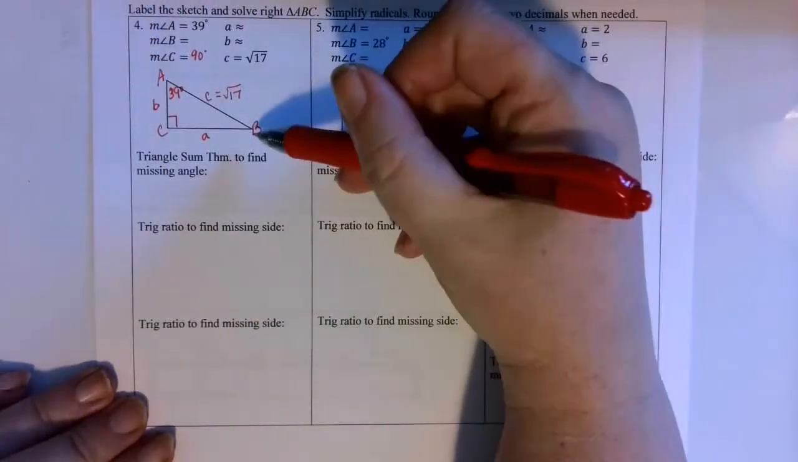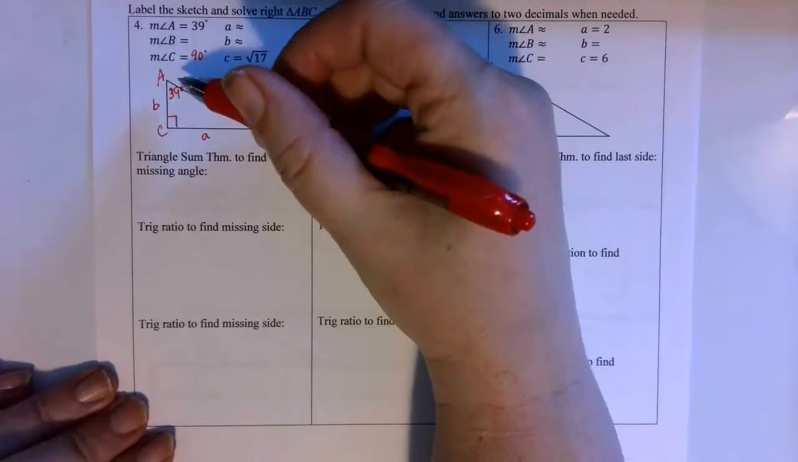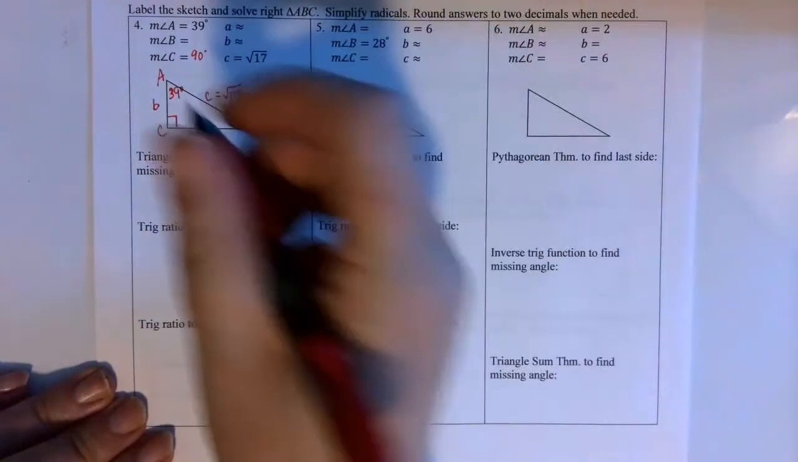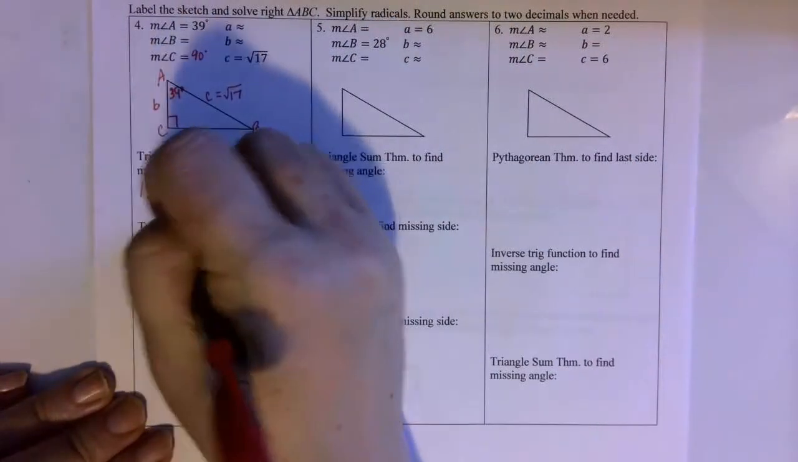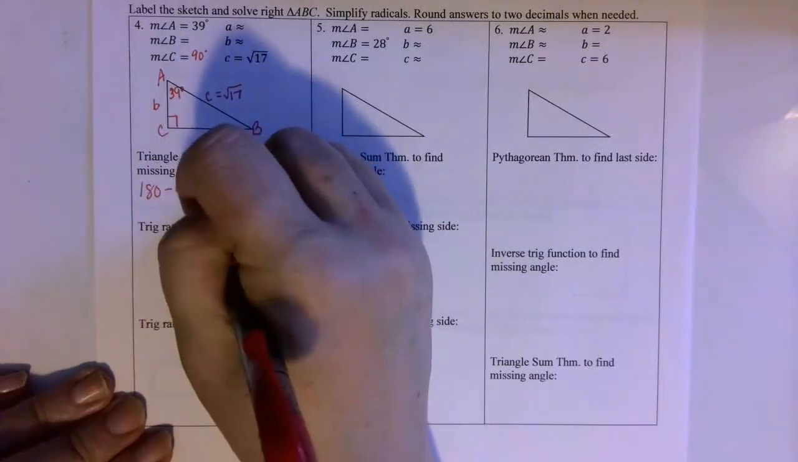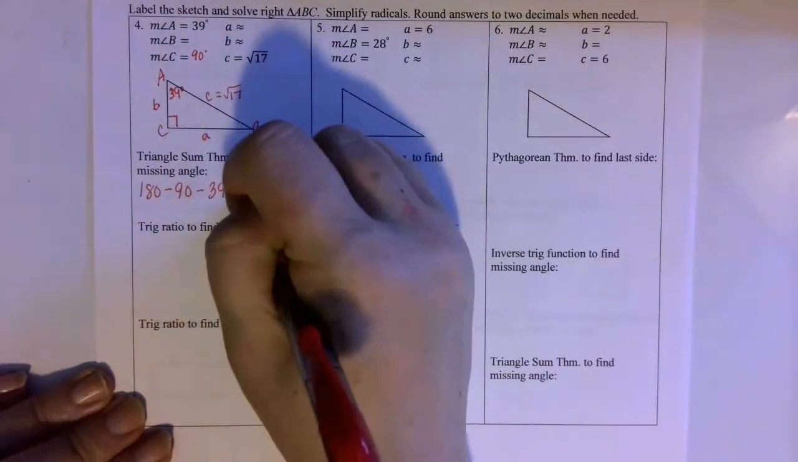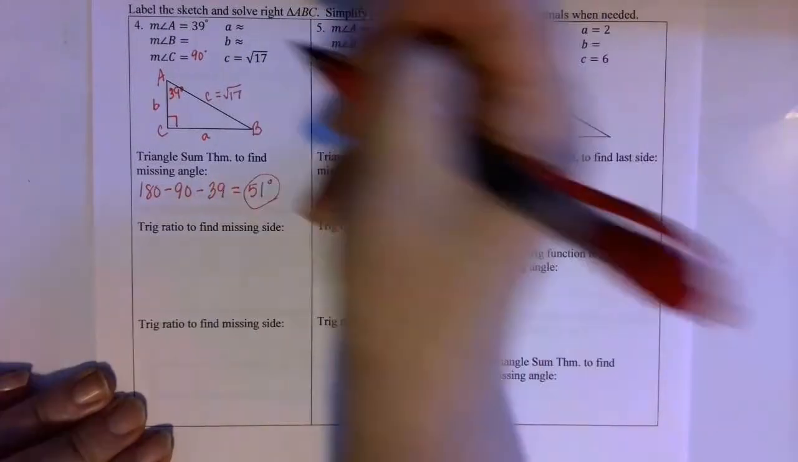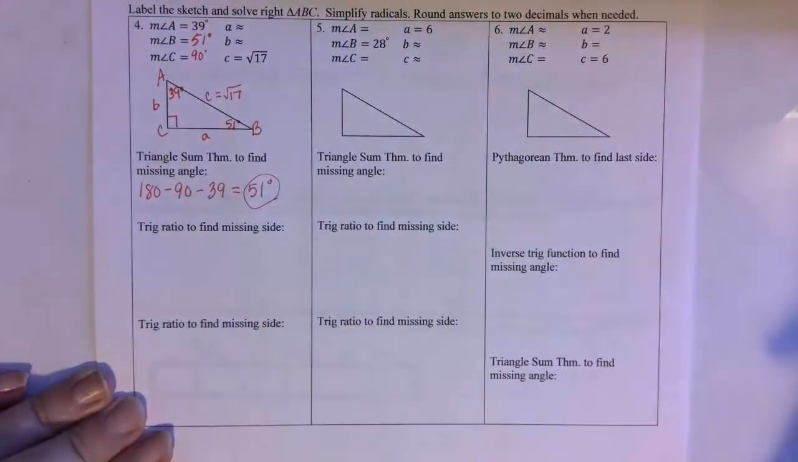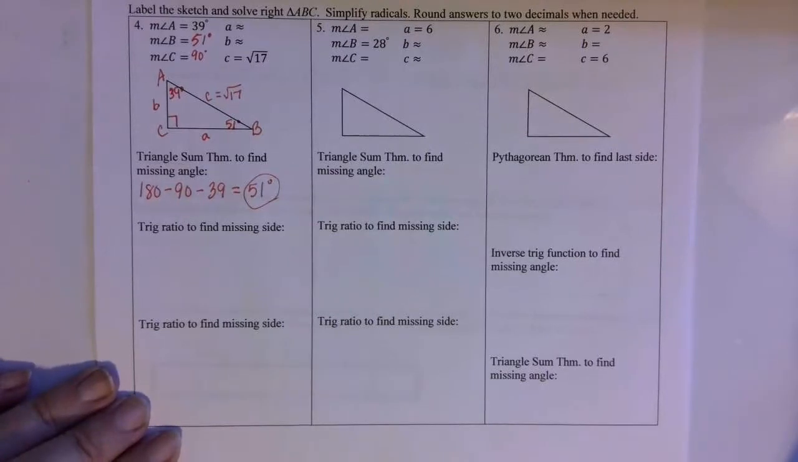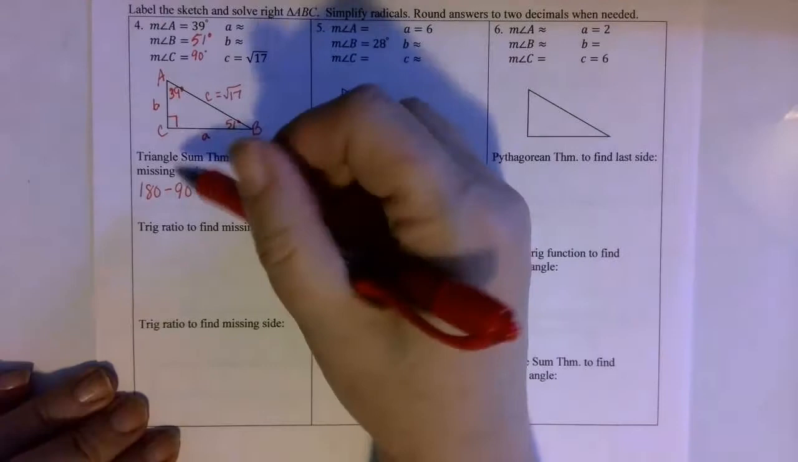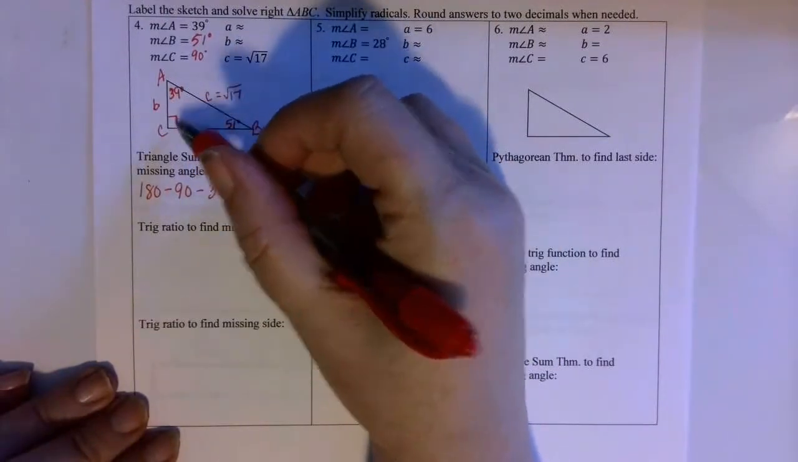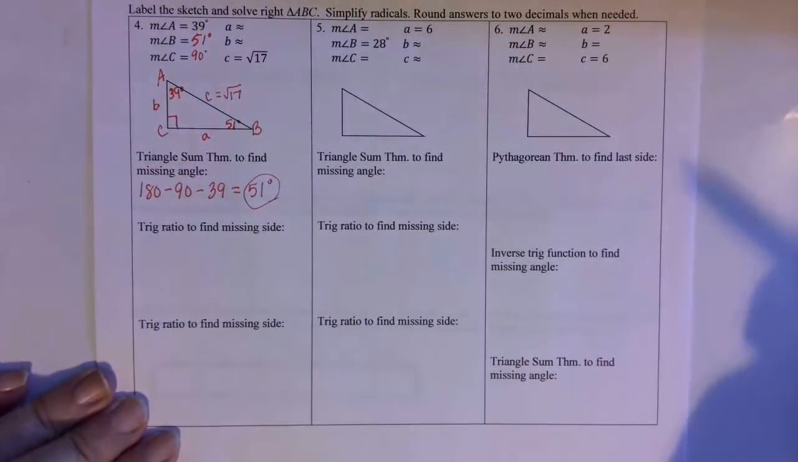And if we want to find angle B, and we know there's 180 degrees in a triangle, then 180 minus 90 minus 39 gets us angle B, which will be 51 degrees. So angle B is 51 degrees. That's the Triangle Sum Theorem that says that all the angles in a triangle add up to 180, and then minus the 90 makes A and B complements.